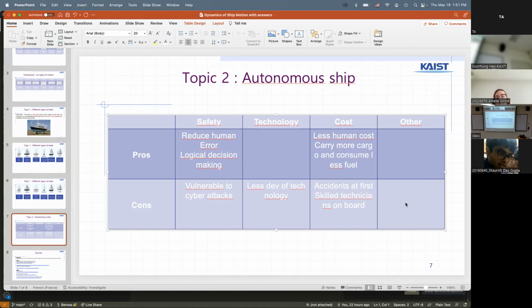And I think autonomous ships will be weak against pirates. Against what? Pirates. Oh, pirates, sorry, excuse me. Pirates attack the unmanned ship, so it will be a problem.